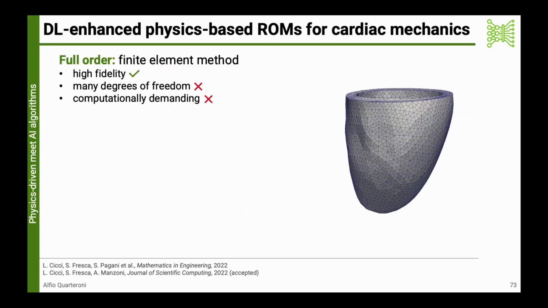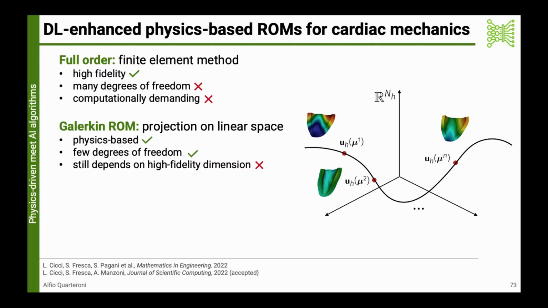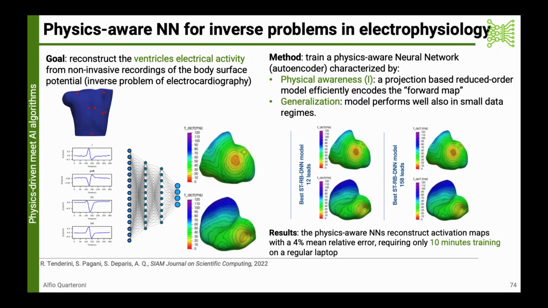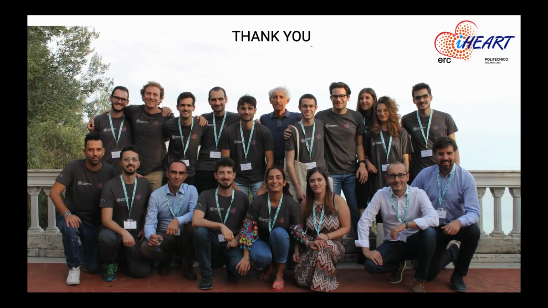We use reduced order models to approximate simultaneously the manifold of the solution when you change the set of parameters. This is based on Galerkin projection, followed by deep neural networks for the approximation of nonlinear operators that enter into the projection. We use a physics-aware neural network for the inverse problem, where you want to go from the measures that you have on the chest and reconstruct the electric potential in the full heart, and so on and so forth.